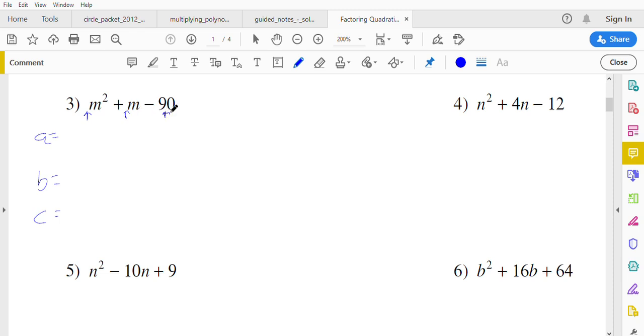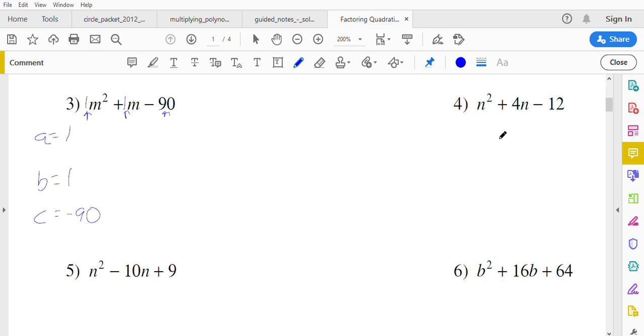It's pretty straightforward. Whatever comes in front of your variable. So here I have an m squared, right? Now we don't write it, but we know from being in algebra there's a 1 there, right? It's 1m squared. We don't write 1 because it's redundant. So b term is equal to 1, and my c term is equal to negative 90.